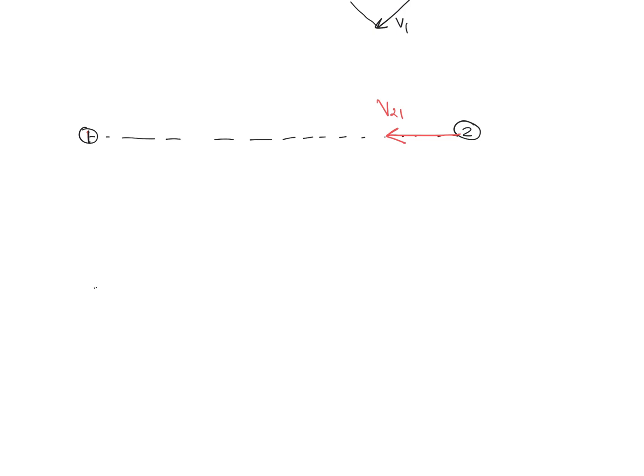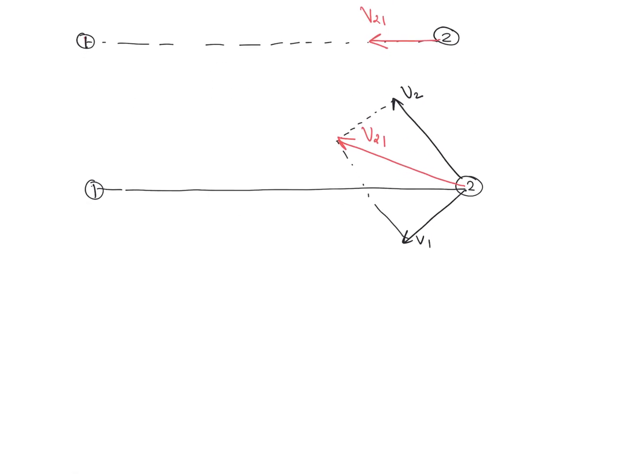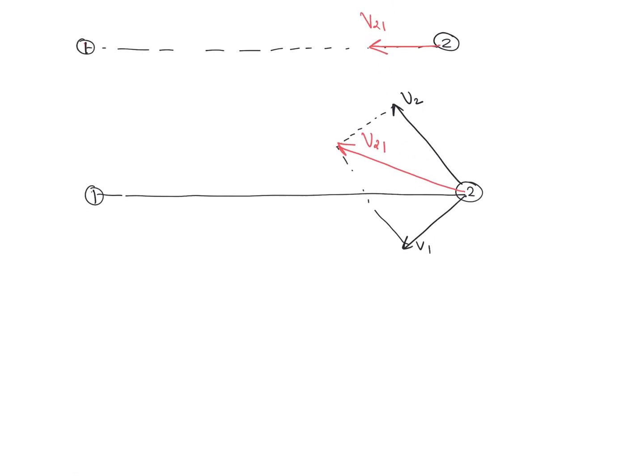assume that you calculate the value of the velocity of 2 with respect to 1, and let's say this represents the velocity v2, and this represents the velocity v1. If you go for vector addition, and after vector addition assume that we get this as the direction of velocity of 2 with respect to 1, and it makes some angle, let's say alpha, over here.